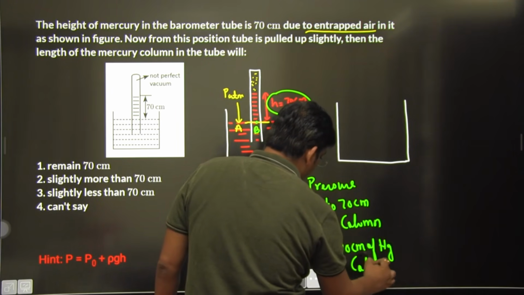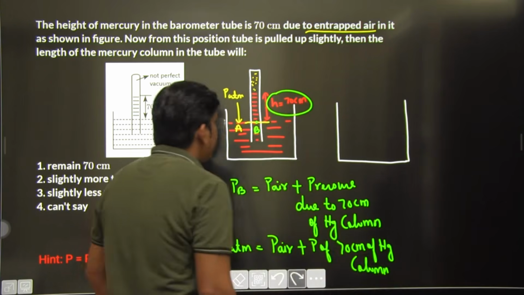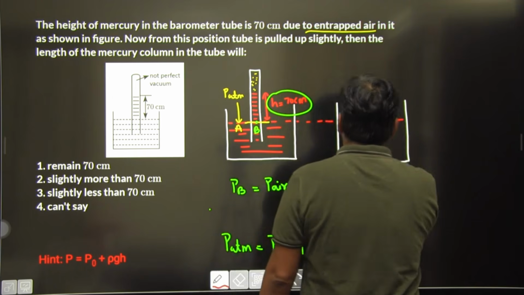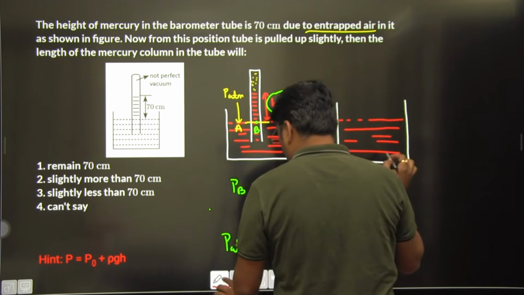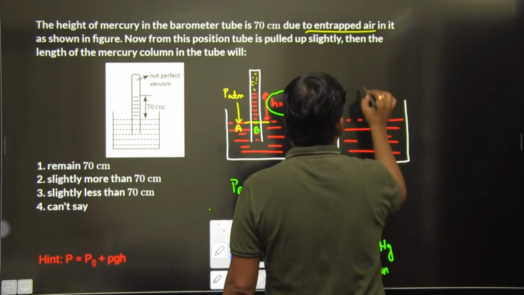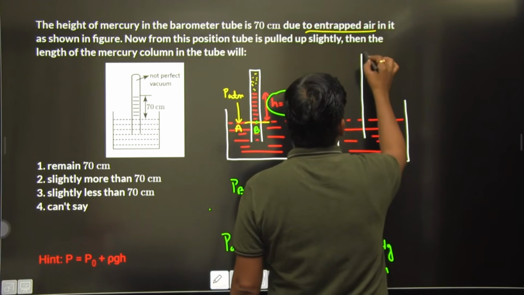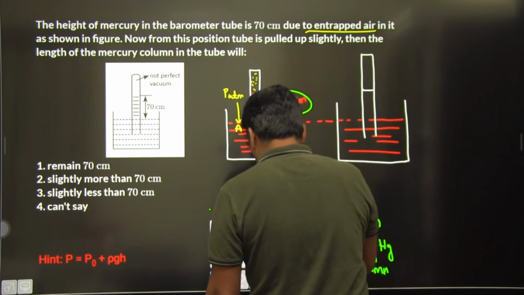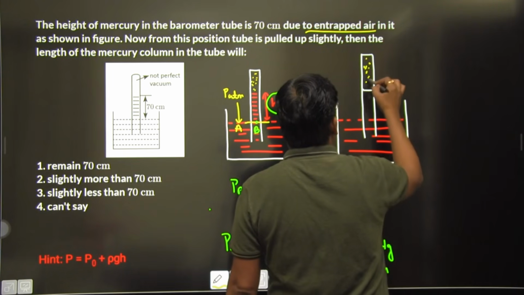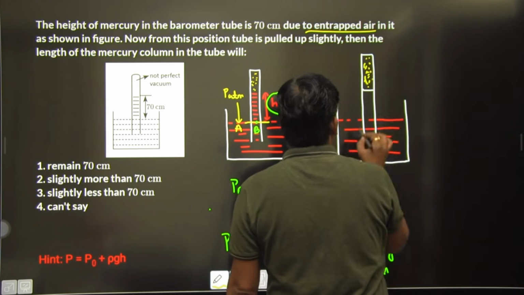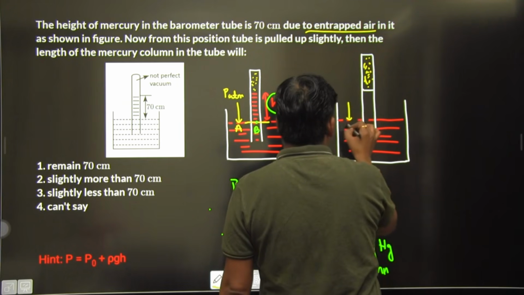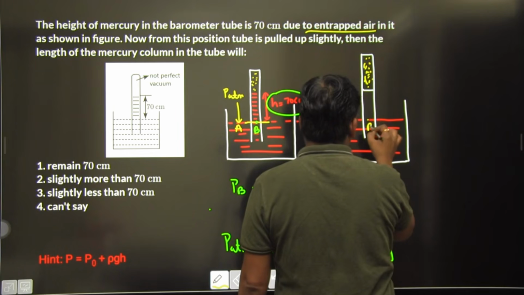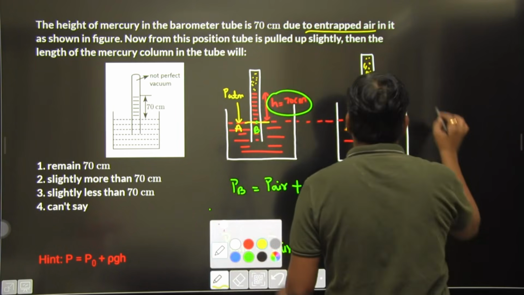Now what they are saying, let us understand this thing. They are saying that we have pulled the tube upwards, right? So what will happen in this case? Now if you have pulled the tube slightly upwards, in that case dear students, the volume of air would increase, the air column would increase in size. This is point A, right, and again this is point B.